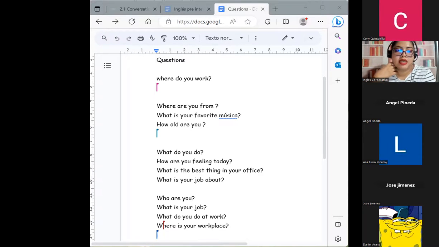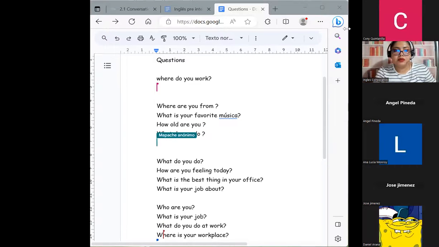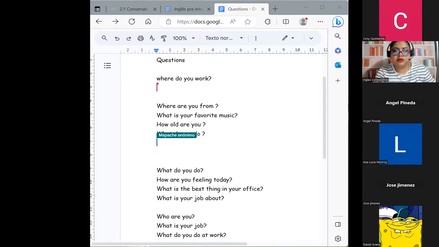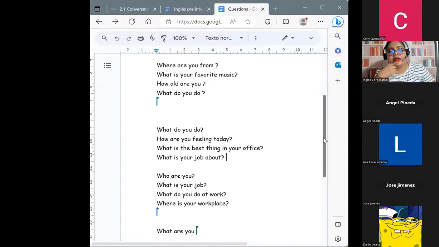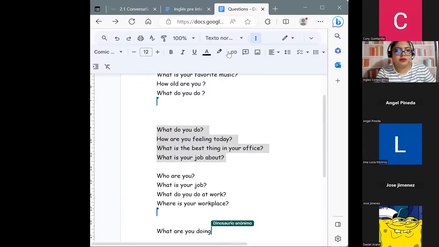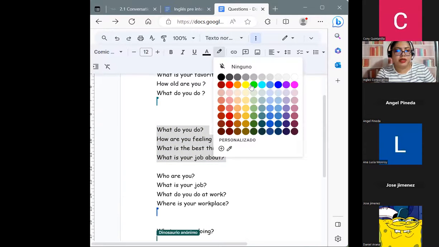Okay, in this case, if you can see, we have a couple of questions. We have, where do you work? That is one of the questions that we can make. Where are you from? What is your favorite music? How old are you? What do you do? Again, there are many examples there. I'm going to mark these ones with another color. What do you do, with green?